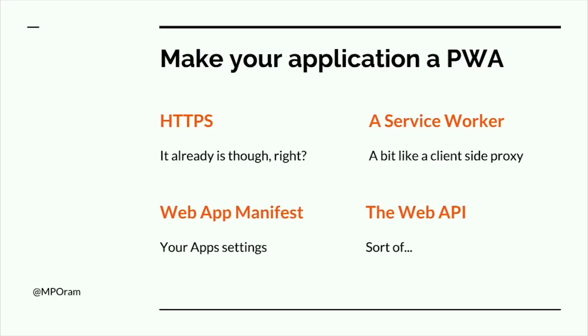And you need a web app manifest file, which is a JSON file that allows you to configure your PWA settings, basically. And we'll have a look at that too. Now, the last one you don't actually need to be considered a PWA, but you probably want to be using it anyway. So we'll have a look at that too, a little bit.